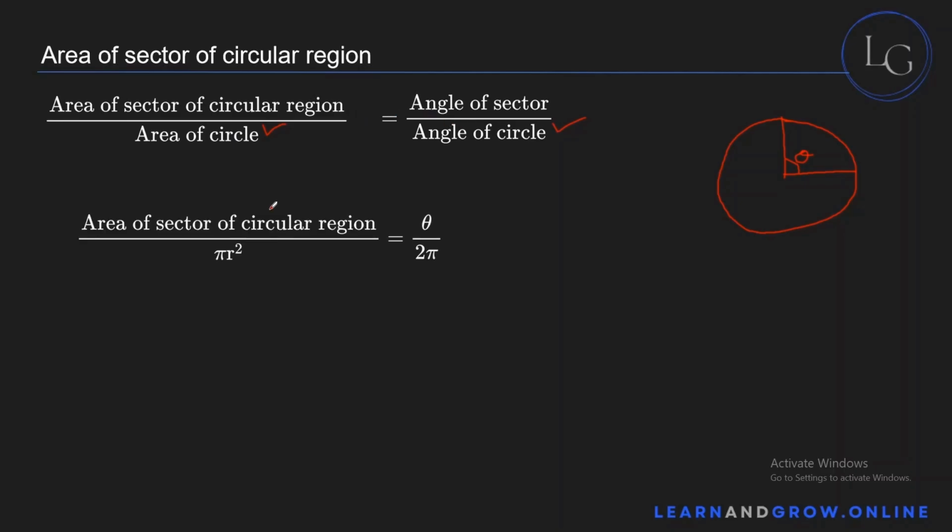So the area of the sector of the circular region over the area of the circle, pi r square, is equal to theta over 2 pi, which is the angle of the circle. Now, you just use this and you eventually end up with this, and this is exactly what we had to prove.